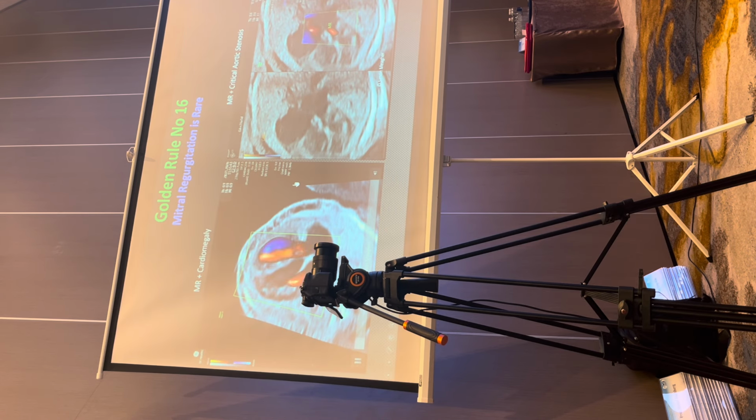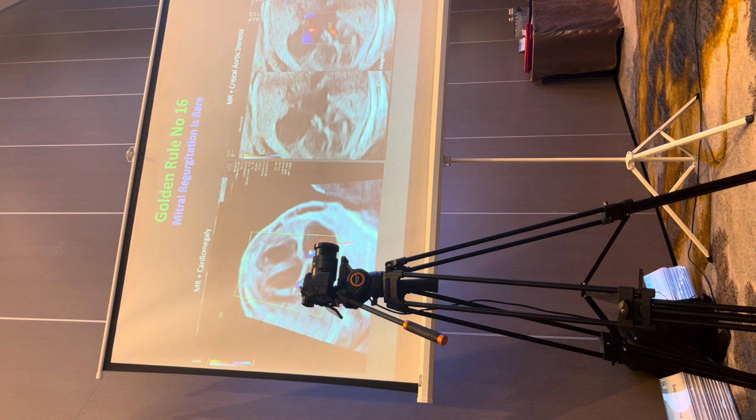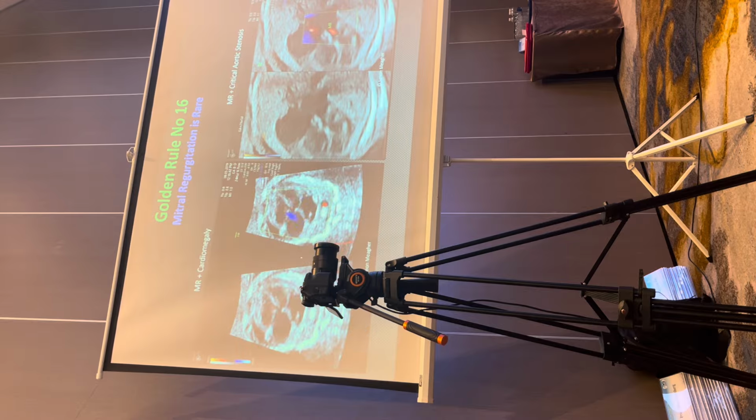Golden rule number 16. This shows a 4-chamber view of the heart that shows regurgitation, and you can see it's regurgitation because you know red is up, is fill, and blue is away. And both of these two cases show exactly the same thing, both tricuspid regurgitation and mitral valve regurgitation.